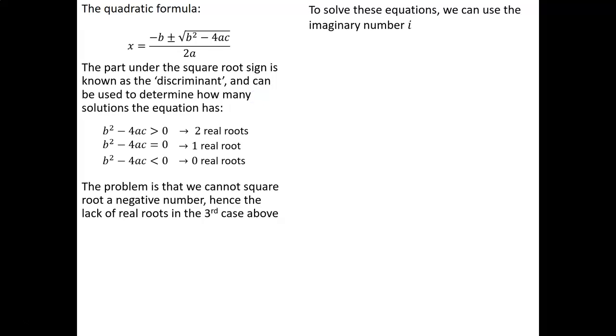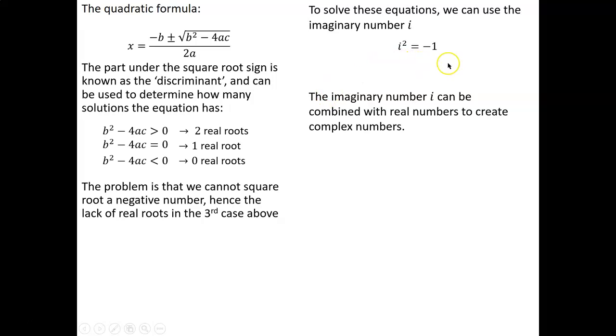But we can introduce something called the imaginary number. We're going to call it i. The definition of i is that i squared is equal to -1. This will enable us to solve equations where our discriminant is less than 0.